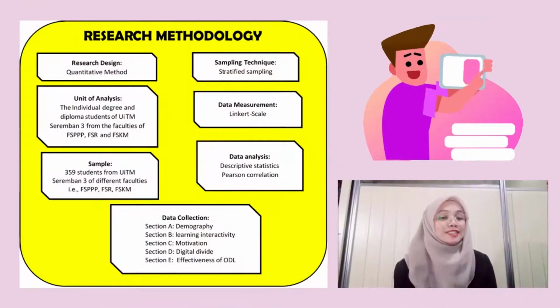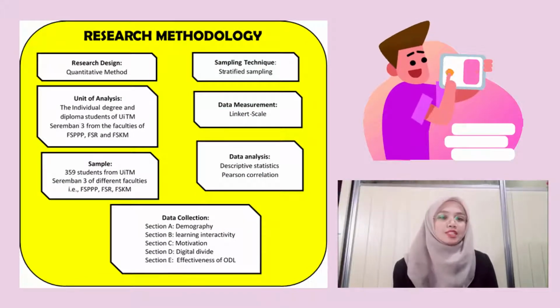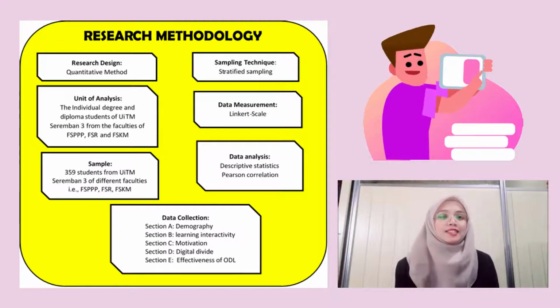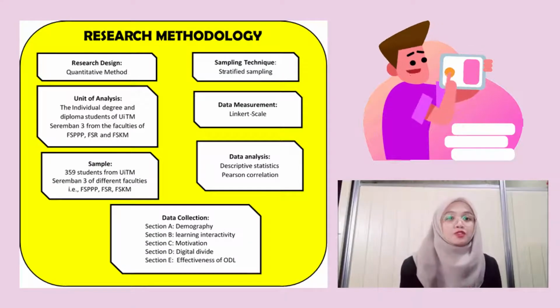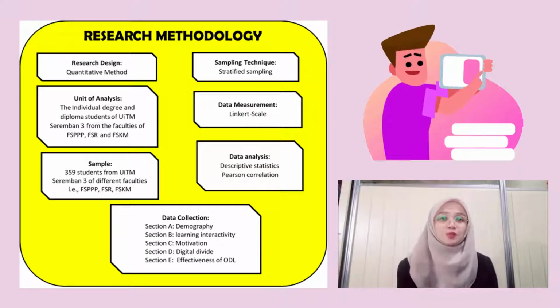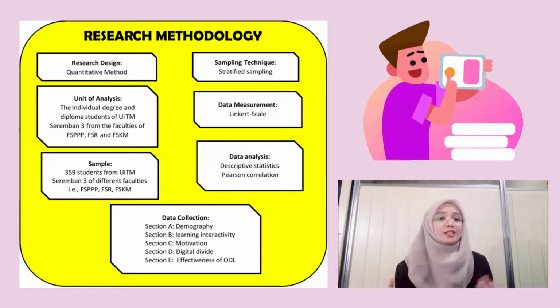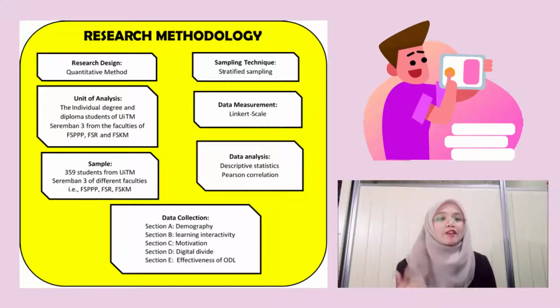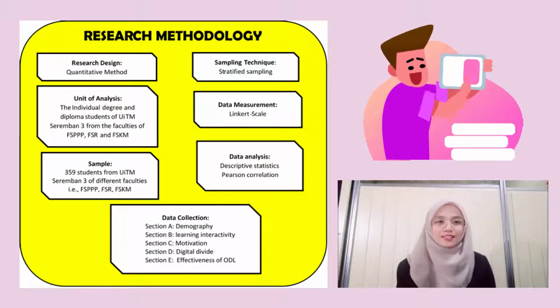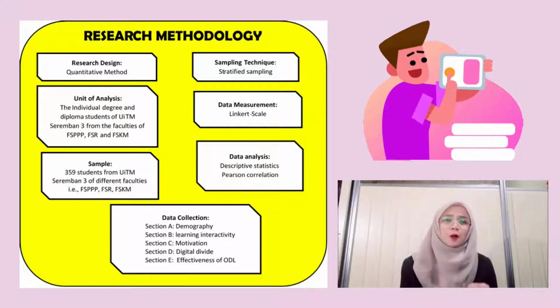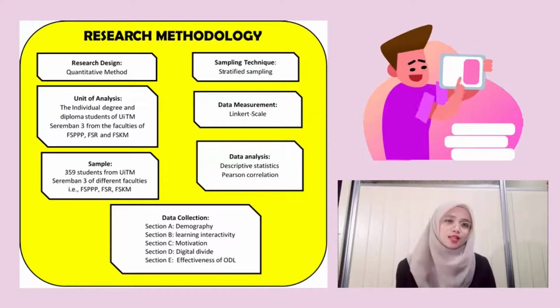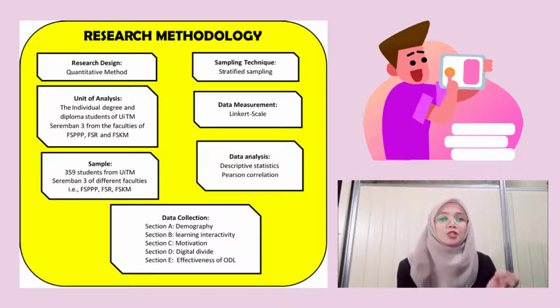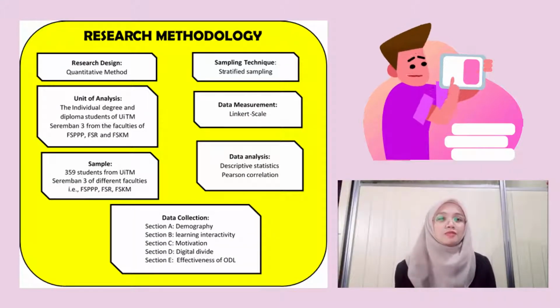Now we will look into the research methodology. For research design, a quantitative method is used to obtain data from a sample of 359 students. So, the unit of analysis would be the individuals of both degree and diploma students of UiTM Seremban 3 from the faculties of FSPPP, FSR, and FSKM. Next would be the sample size. From an estimated population of 5,000 students of UiTM Seremban 3, a sample of 359 respondents from the three different faculties mentioned were taken for this research.